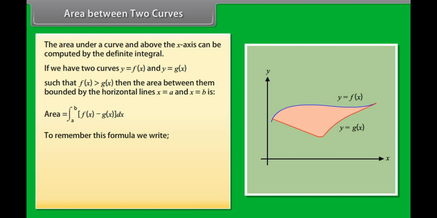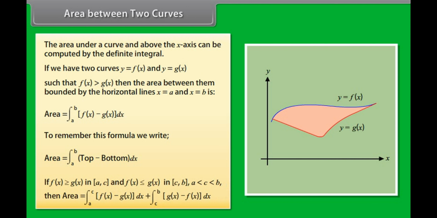To remember this formula, we write area is equal to the integral from a to b of top minus bottom with respect to x. If f of x is greater than or equal to g of x in (a, c), and f of x is less than or equal to g of x in (c, b), a less than c less than b, then area is equal to the integral from a to c of f of x minus g of x with respect to x plus the integral from c to b of g of x minus f of x with respect to x.